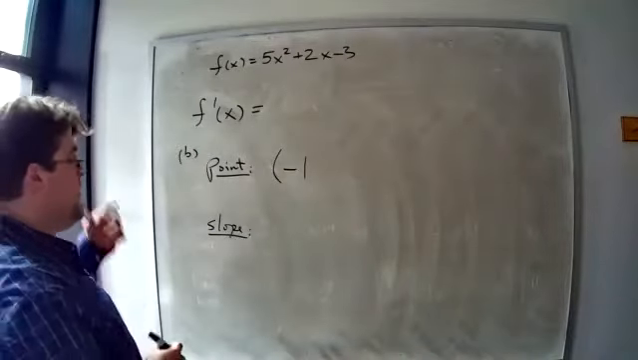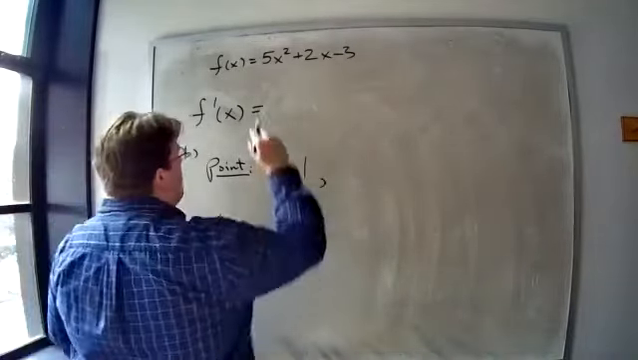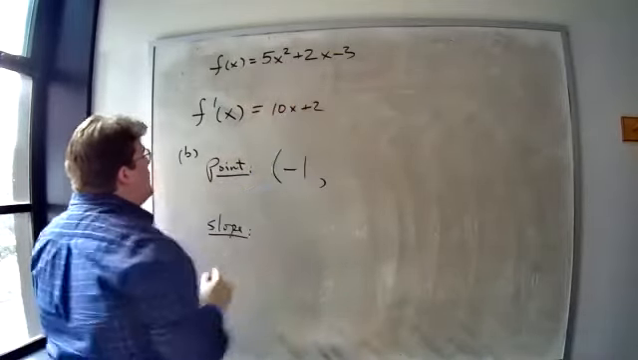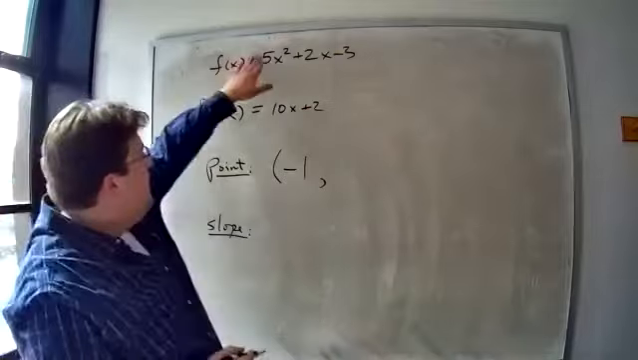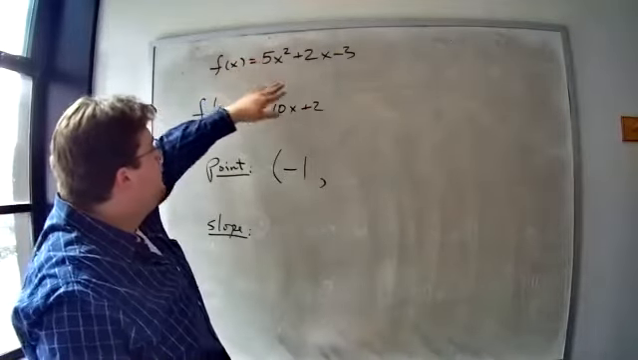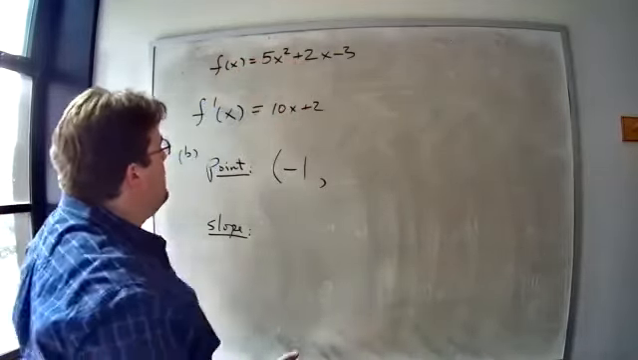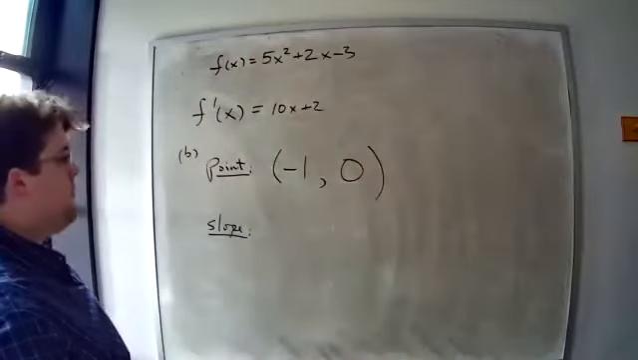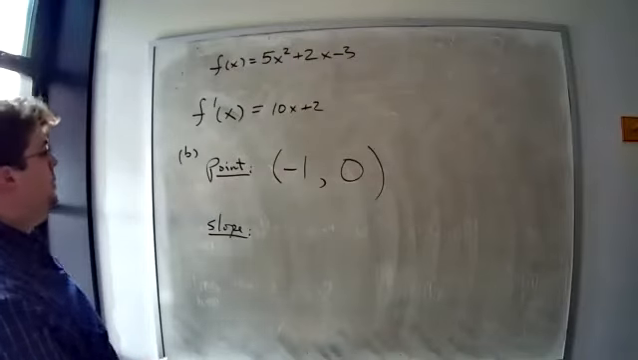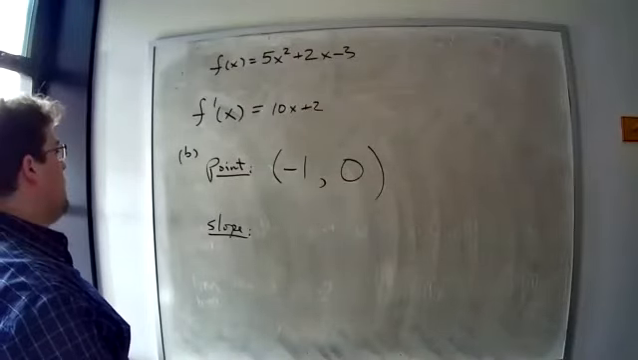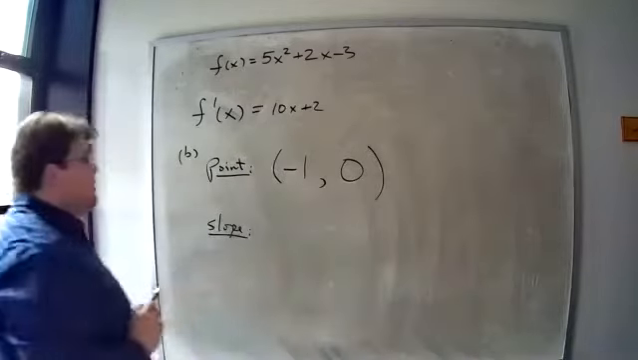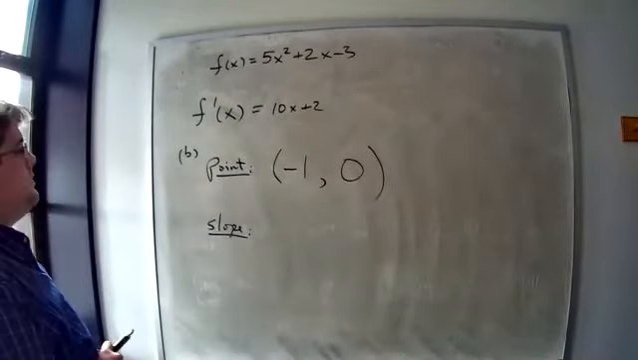What's y when x equals -1? Well, let x equal -1 up there. You get 5 times 1, which is 5, minus 2, minus 3. 5 minus 2 is 3. 3 minus 3 is 0. So the point here is -1, 0. Any questions about finding the point?